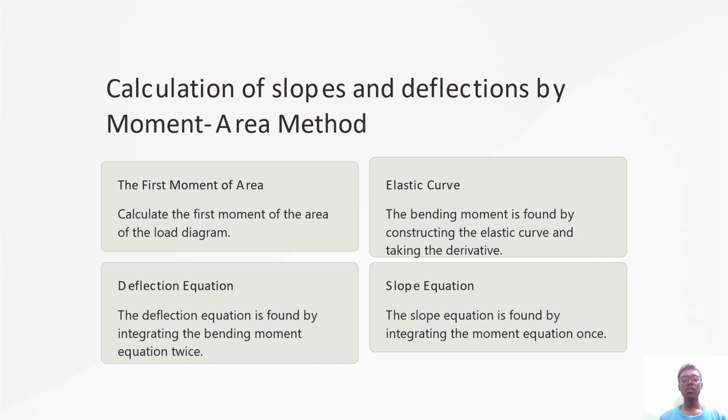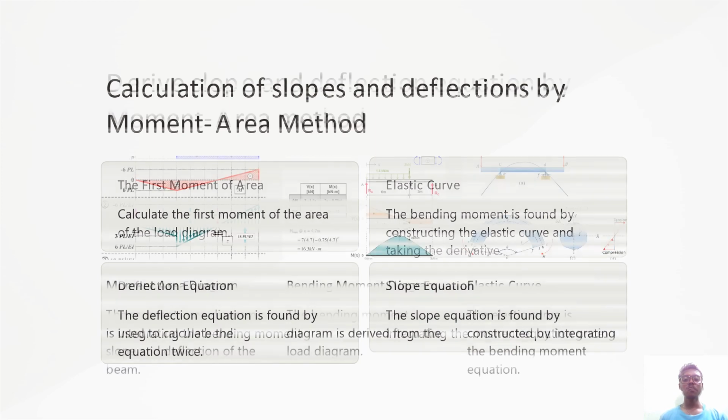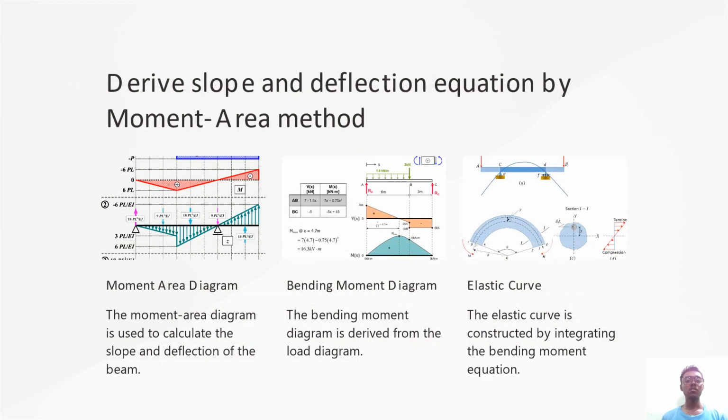The bending moment is found by constructing the elastic curve and taking the derivative. Finally, the slope equation. The slope equation is found by integrating the moment equation, and we derive the slope and deflection equation by the moment area method.